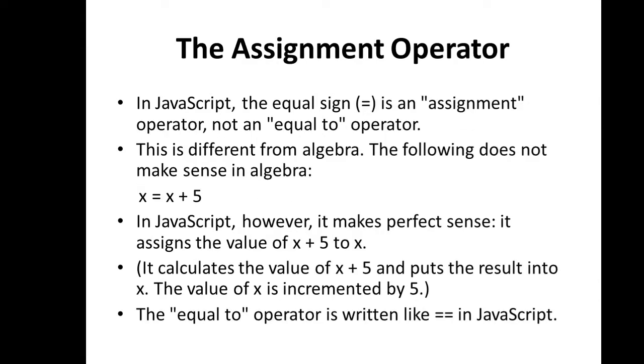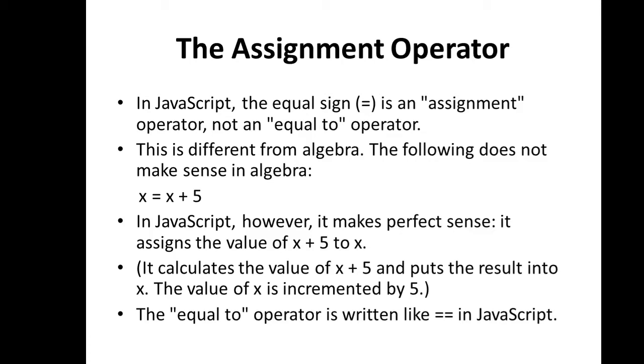The assignment operator. In JavaScript, the equal sign is an assignment operator, not an equal to operator. So this is different from algebra. The following does not make sense in algebra: x is equal to x plus 5. Because in algebra, the equal sign is for an equation. But in JavaScript, or in most programming languages, the equal symbol is an assignment statement. That means we assign the value of the right side of the expression to the variable on the left side.